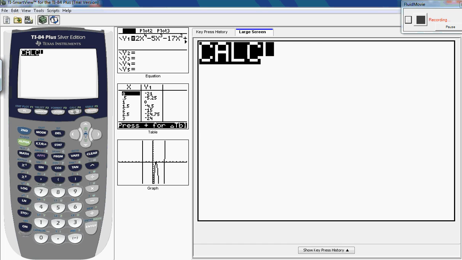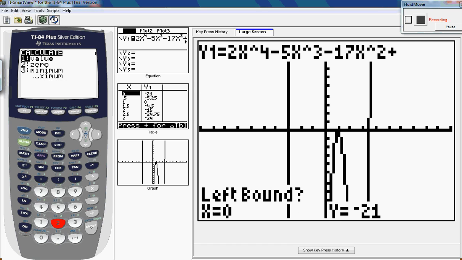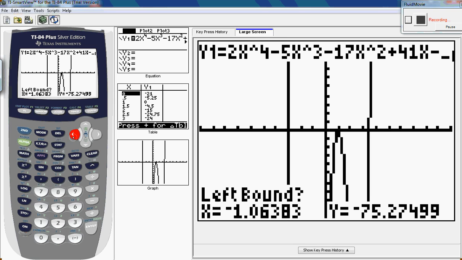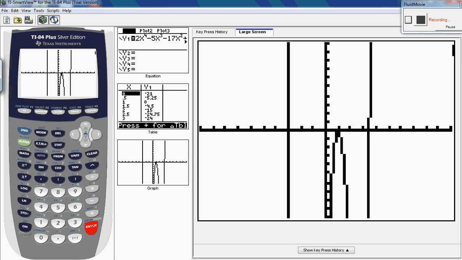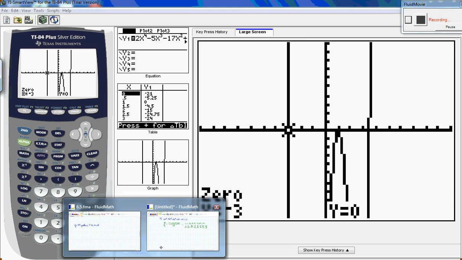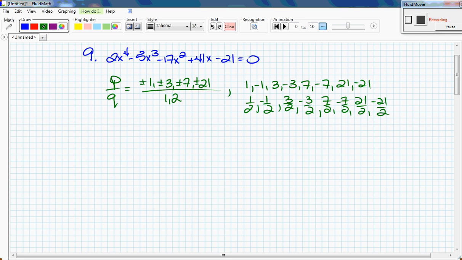So we have second, calc, 0, left bound, right bound, guess. I'm going to scroll over and I'm going to try to find this 0 right here to the far left. There went our marker. So left bound would be up there. Arrow over right bound and guess. And it is in fact negative 3. Okay, so if we head back here, what we see is that was in our list. So negative 3 is 1.